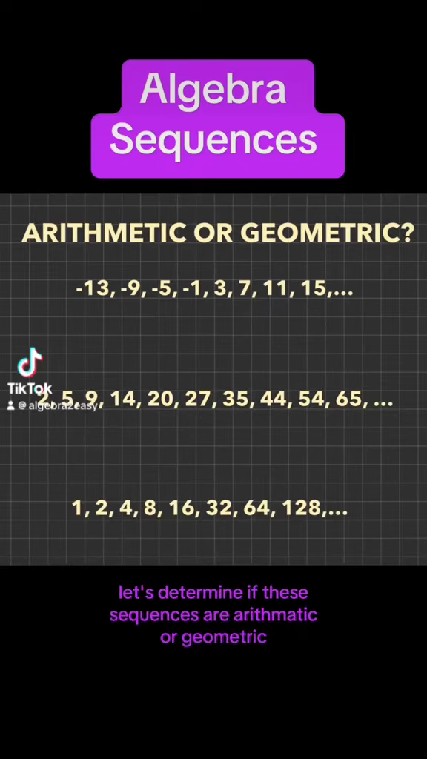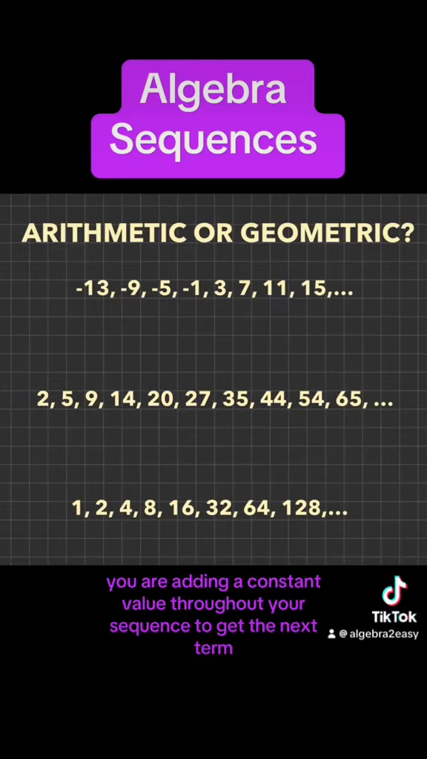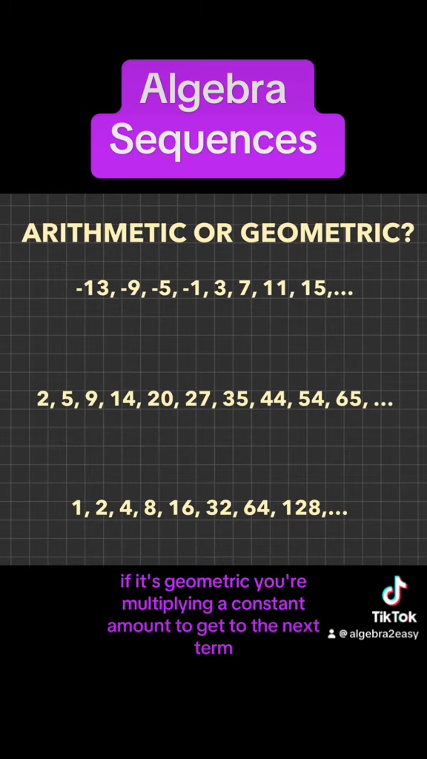Let's determine if these sequences are arithmetic or geometric. If they're arithmetic, you are adding a constant value throughout your sequence to get the next term. If it's geometric, you're multiplying a constant amount to get to the next term.